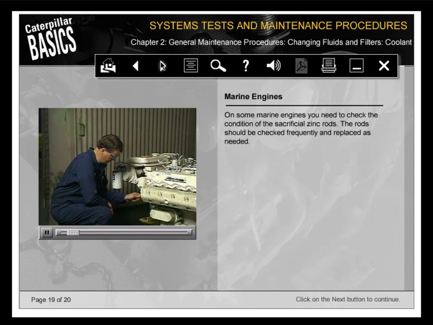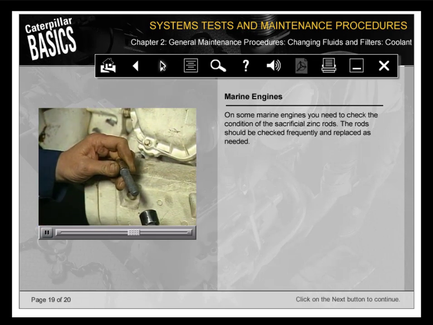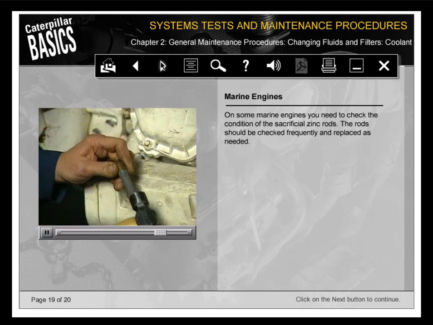On some marine engines, you need to check the condition of the sacrificial zinc rods. The rods should be checked frequently and replaced as needed.